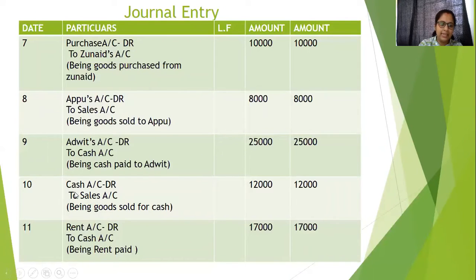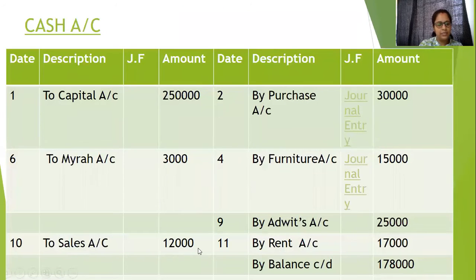Why there is increase in cash? Because sales is happening. So sales is happening. It means we are receiving cash. There's increase in cash. It will be written in the debit side. How it will be written? As it is to sales account in the debit side of the ledger account of cash. We will write 12,000. To sales 12,000.